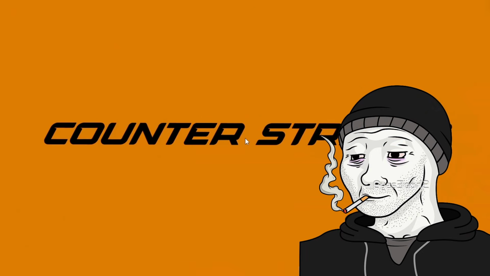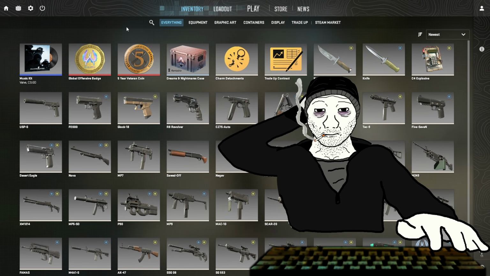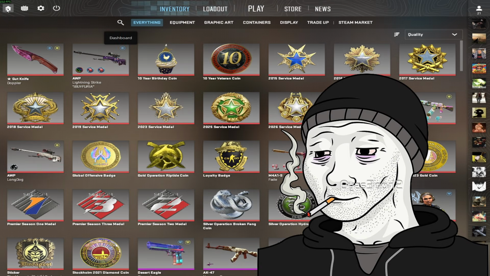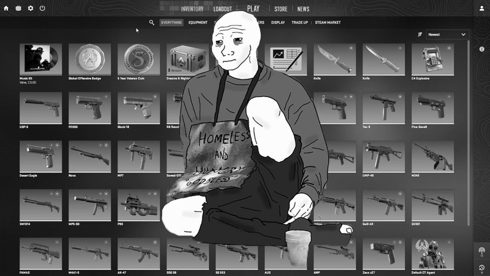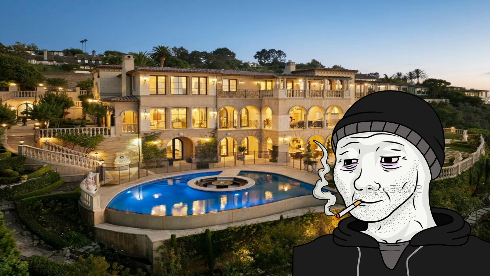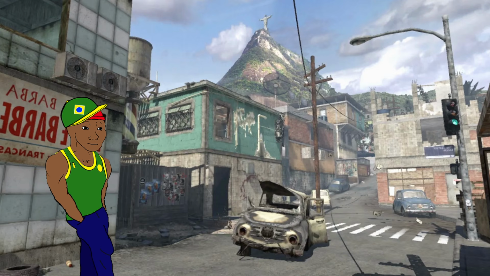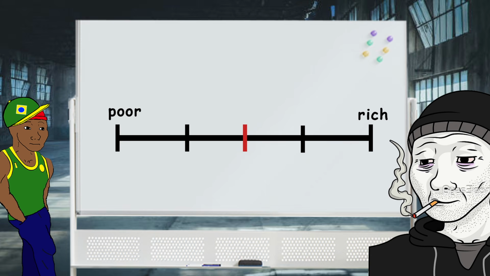Do you ever open CS2 and have a look at that sorry ass inventory of yours? Well, that couldn't be me, but I'm assuming most of you guys do. You poor fucks. And this all made me start wondering, if I'm rich and you're poor, does that mean the average is between us? And if not, what is the average inventory value?